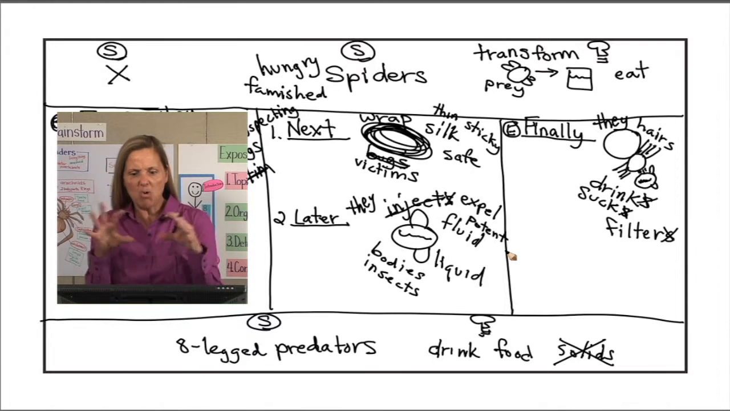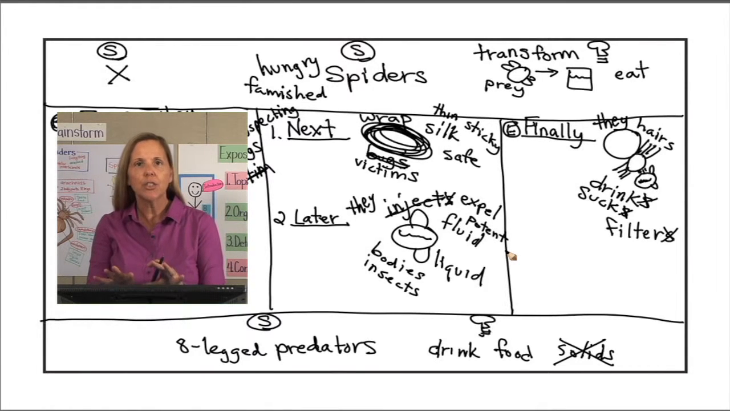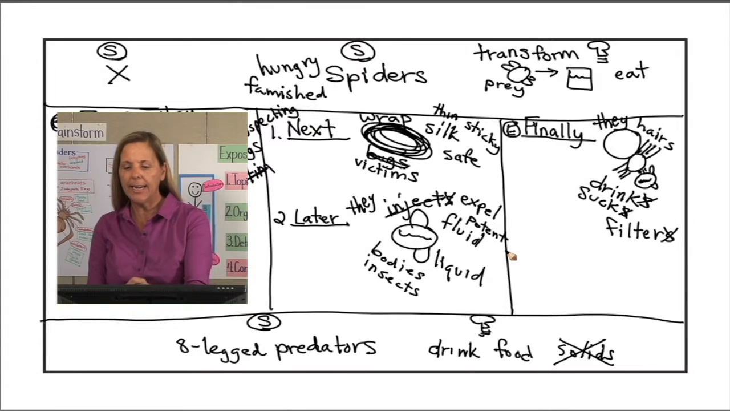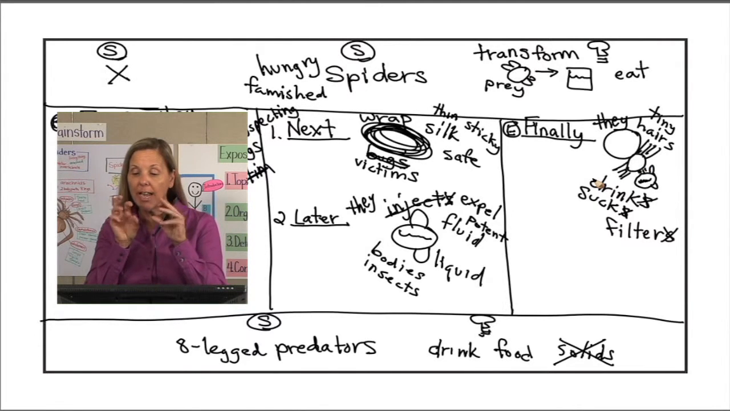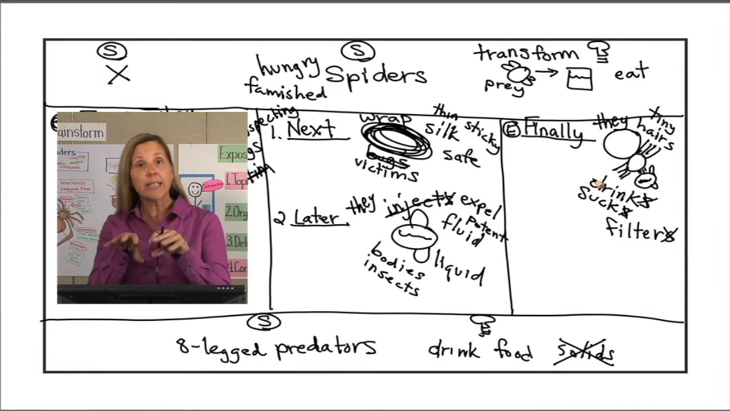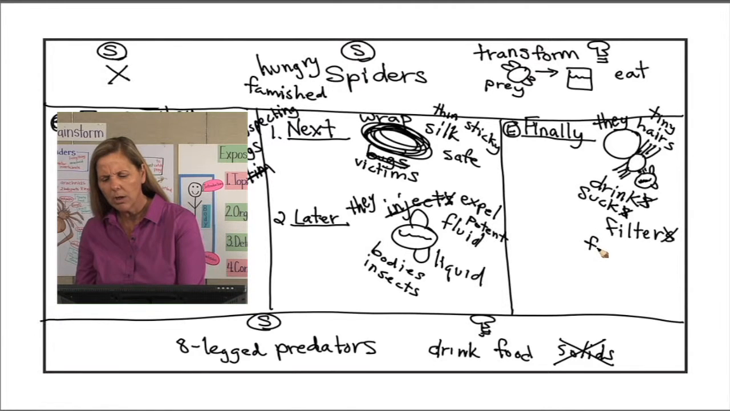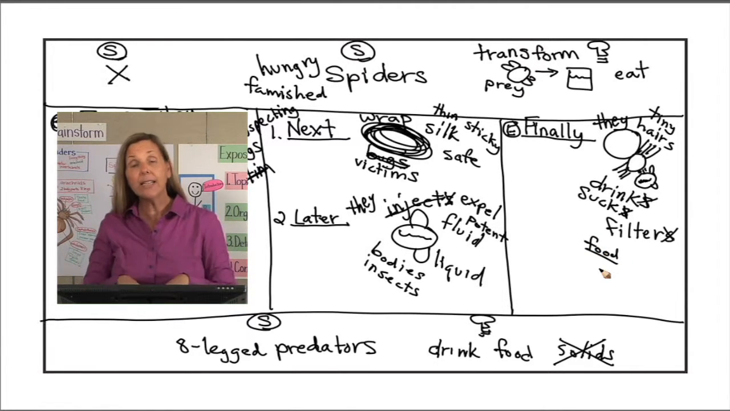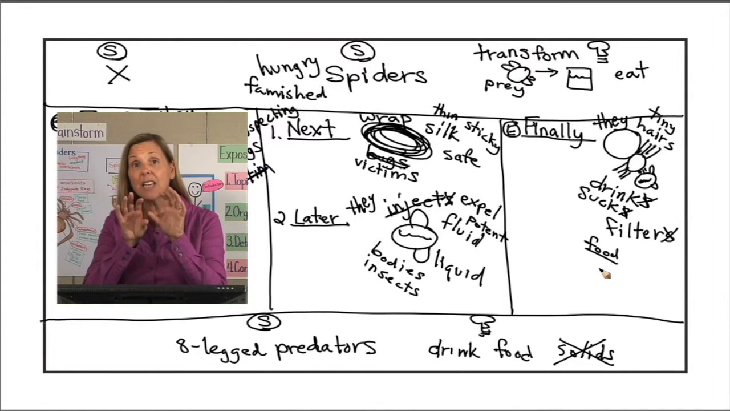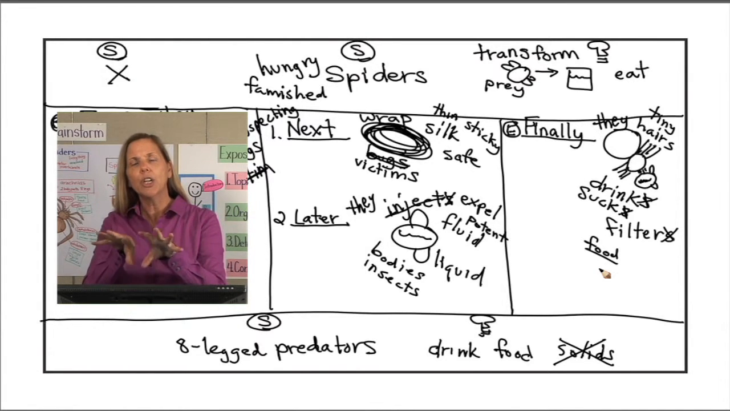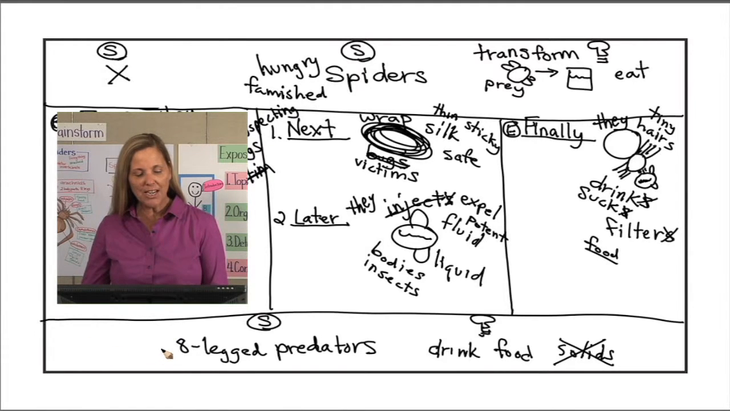Later, they expel a potent fluid inside the insects' bodies to turn them into a liquid. Finally, they use tiny hairs at the end of their mouths as a filter to drink their food, to suck up their food. Let's just say food. We now know that food is a liquid. Go to the conclusion.